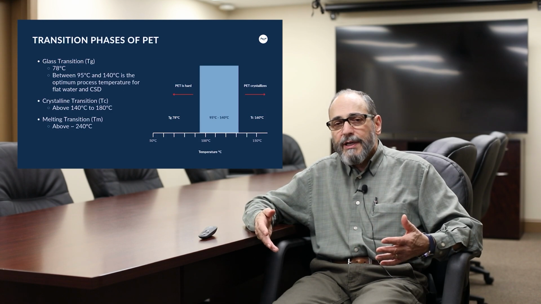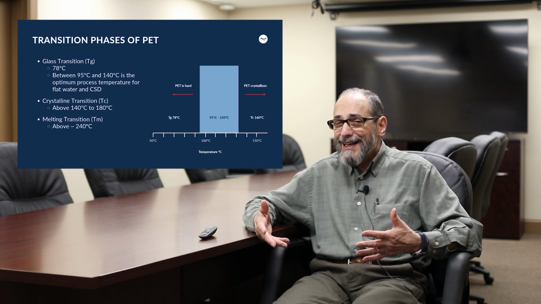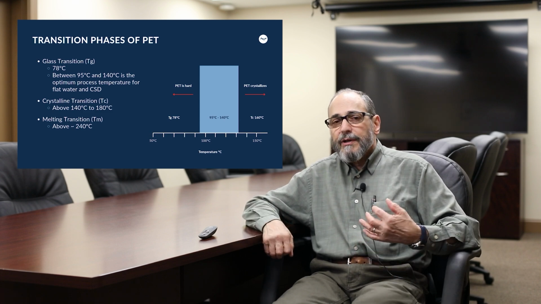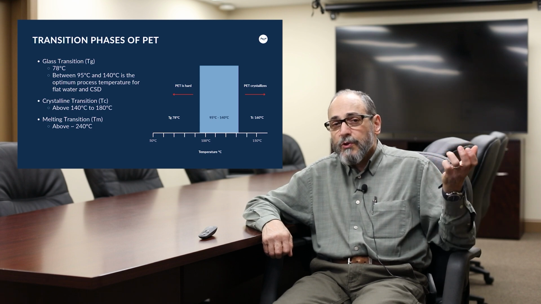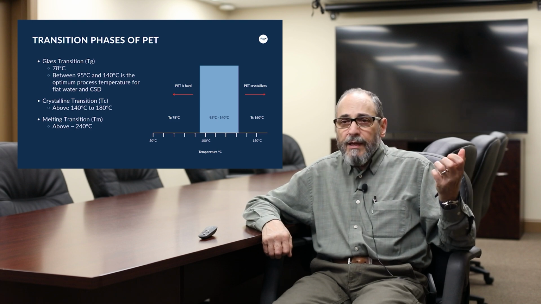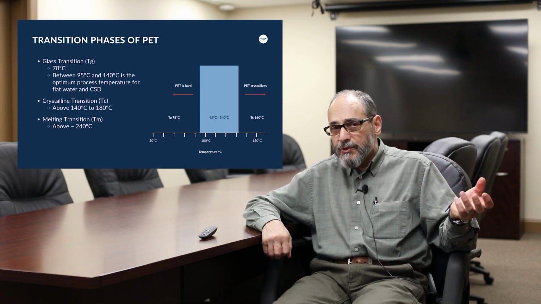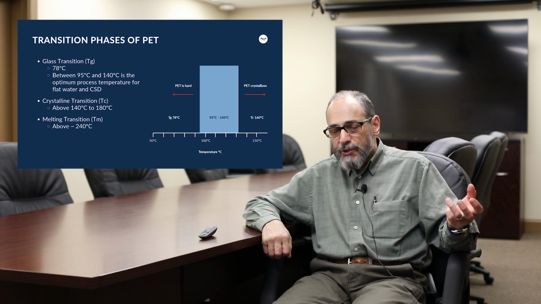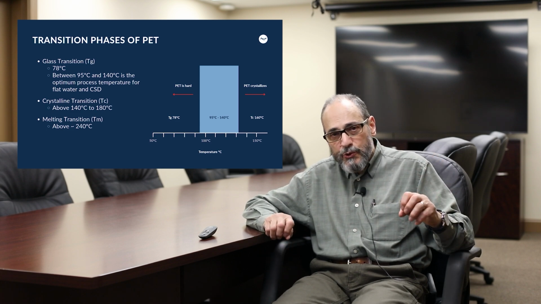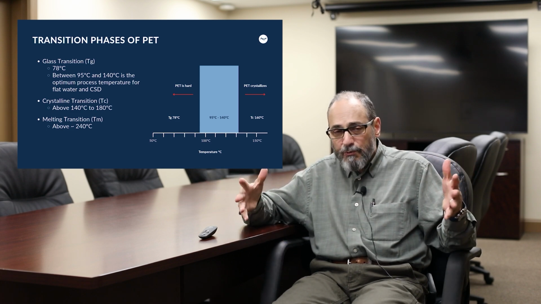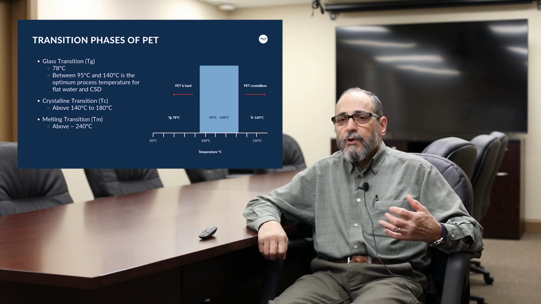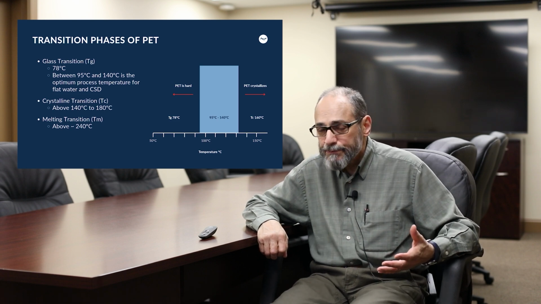Some other key factors we look at are terms in PET called glass transition, crystalline transition, and melting transition. So starting with the resin that you purchase that we're going to melt and injection mold into a preform, that melt transition temperature is above 240 degrees C. That's the temperature you need to get the PET to for it to melt and be able to then be extruded into the series of molds that are all made at once, 96, 144. So you have to get the PET above that melt temperature.